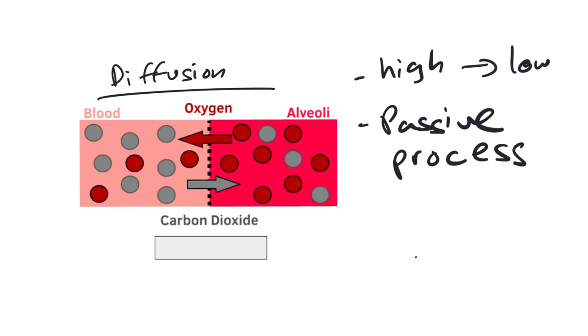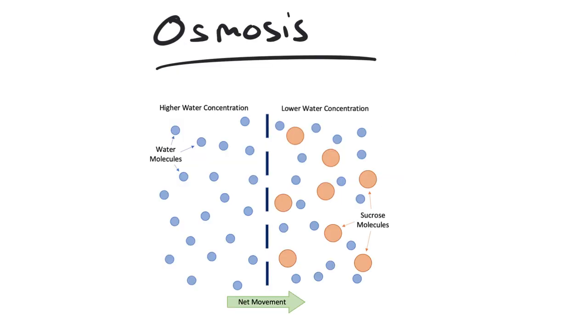So the key points from diffusion are a high concentration to low concentration movement of particles, and it's a passive process. This means it doesn't require any extra energy to be given through respiration. Not that it doesn't require any energy full stop, but we don't need to give this process any extra energy for it to happen. Next, let's move on to osmosis.